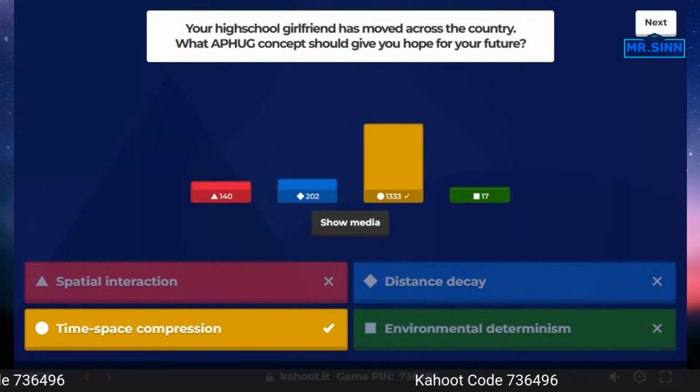Yes, time-based compression. Awesome. That should give you hope. That means that, you know what? You can still interact. You can Zoom. You can play Fortnite or Marvel Rivals. You can try to grind up to Grandmaster if you want, or Celestial. You can do it all through the internet. So that's a positive. Cool.